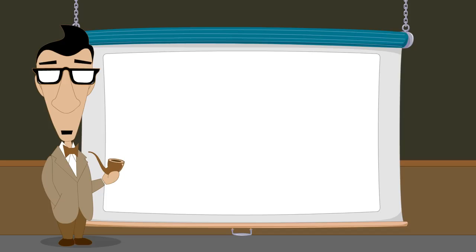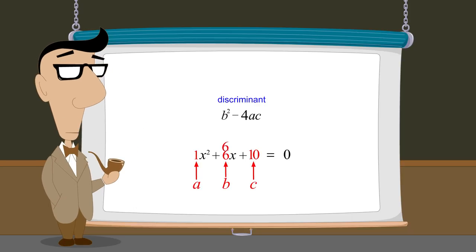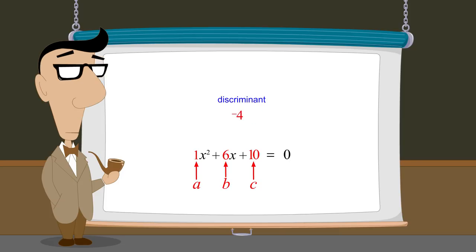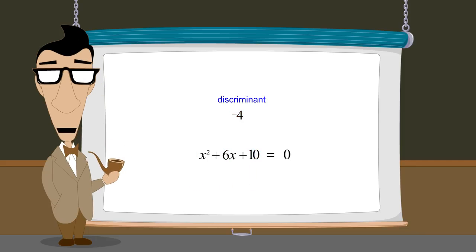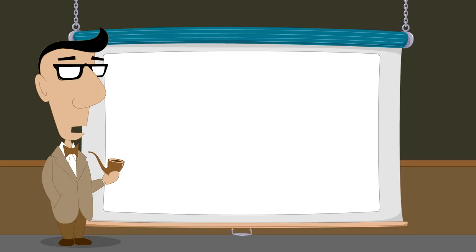And in our third example, with the quadratic equation x squared plus 6x plus 10 equals 0, the discriminant was 6 squared minus 4 times 1 times 10, or -4. Since the discriminant is negative, this quadratic equation has no real solutions, and the corresponding quadratic function has no real zeros. As we have seen, this is because no real number exists that is the square root of a negative number.